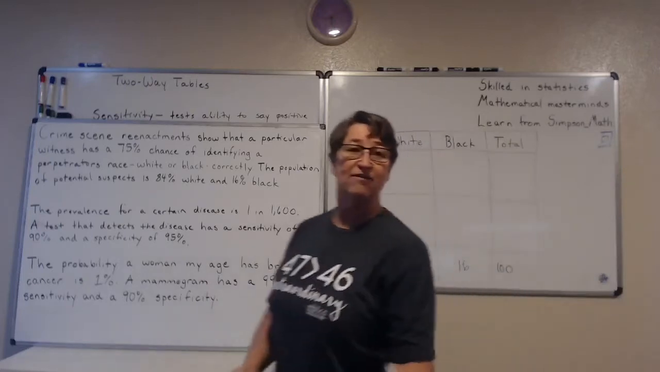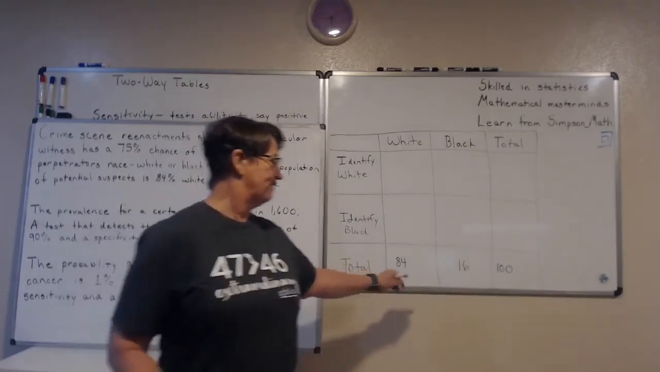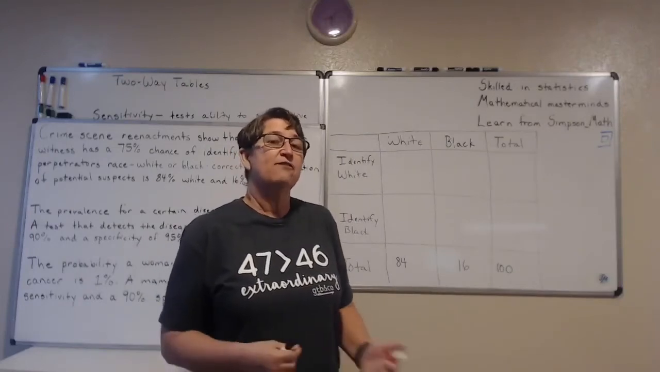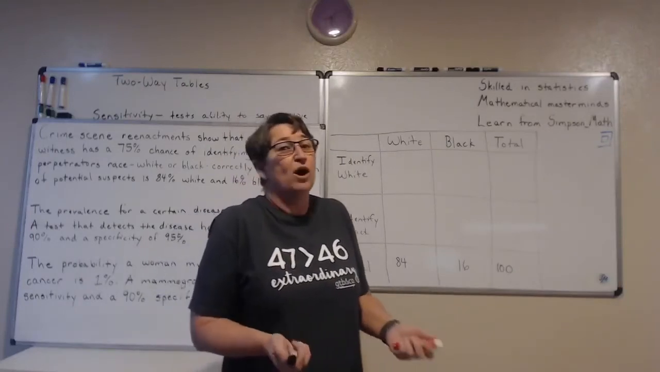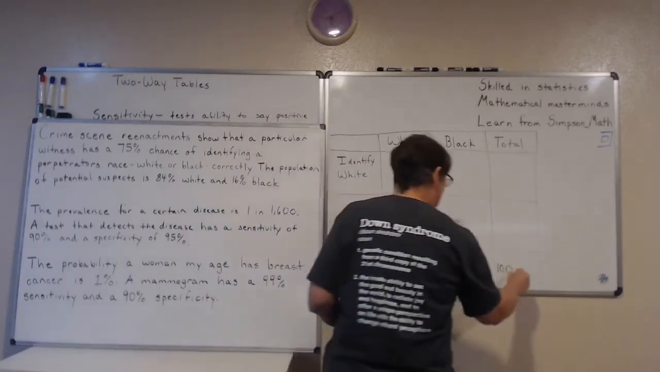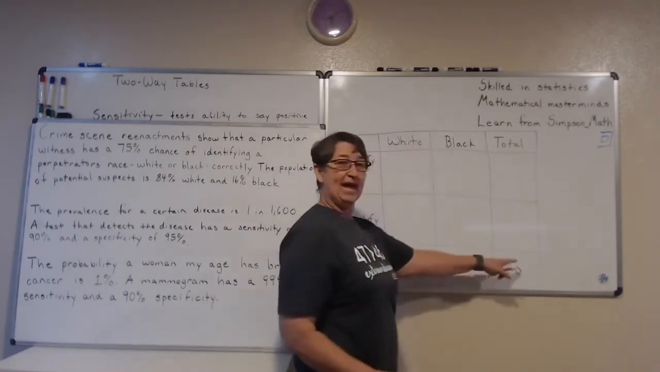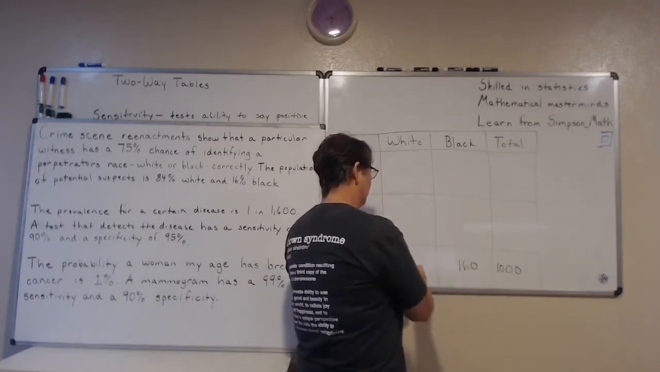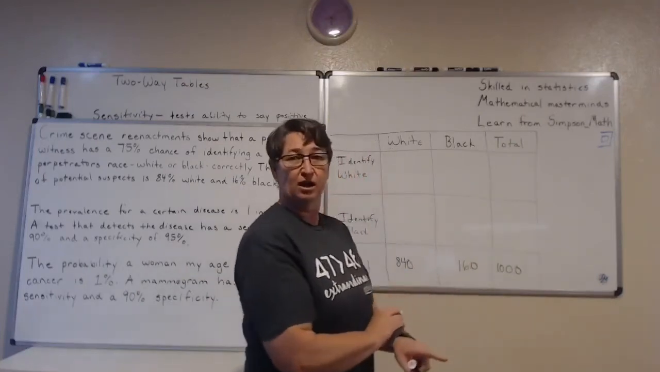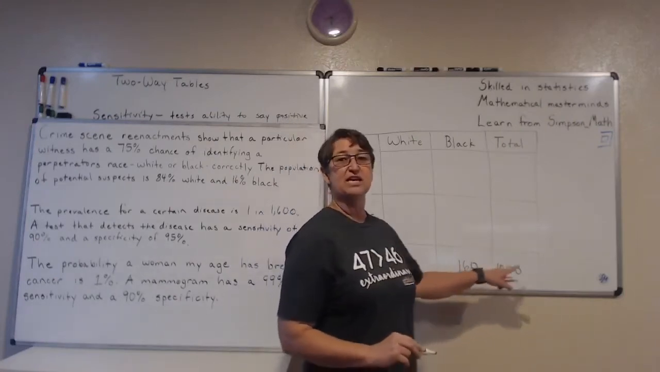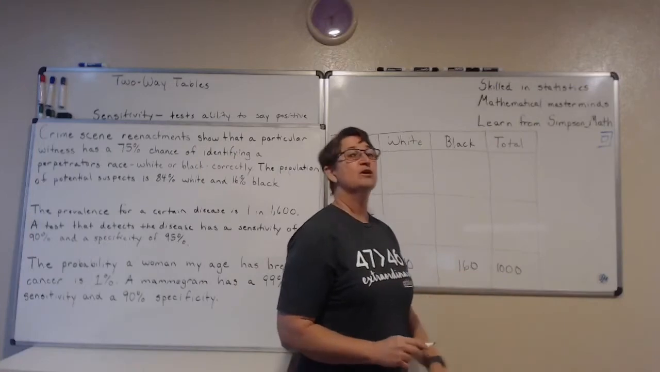Now, we could leave it like that. We could leave it as 84, 16, and 100. But maybe, instead of using those numbers, maybe we want to make our population 1,000. If I decide to make it 1,000, and I add a 0 there, then all I'm going to do is add a 0 in each one of my columns as well. Because 840 plus 160 equals that 1,000.